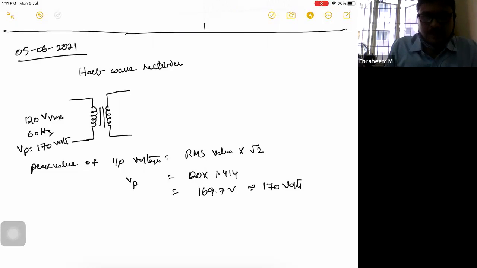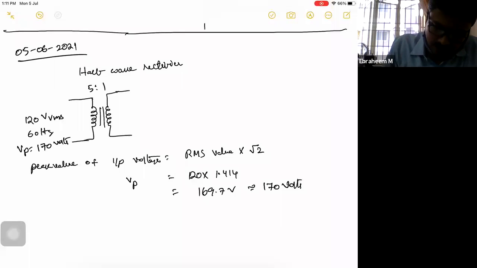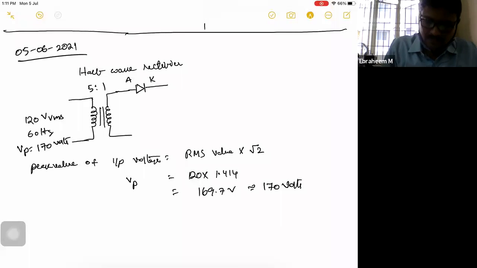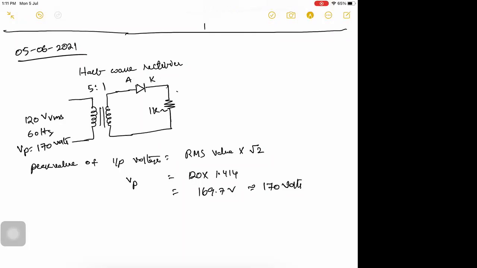So we have assumed that this is a transformer with a transfer ratio of 5.5 is to 1. To this transformer, we connect a PN junction diode. This is the anode and this is the cathode. This is connected to a load resistance like this, 1 kilo-ohm.